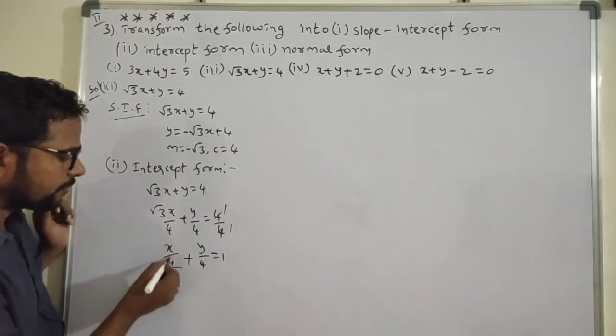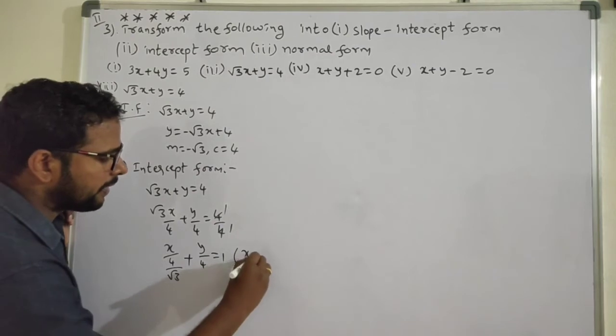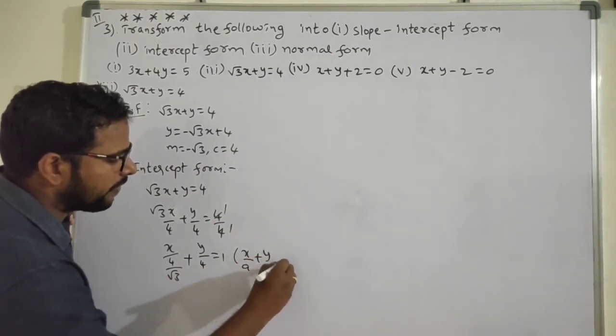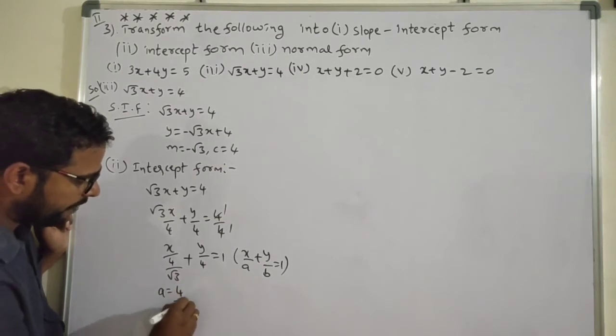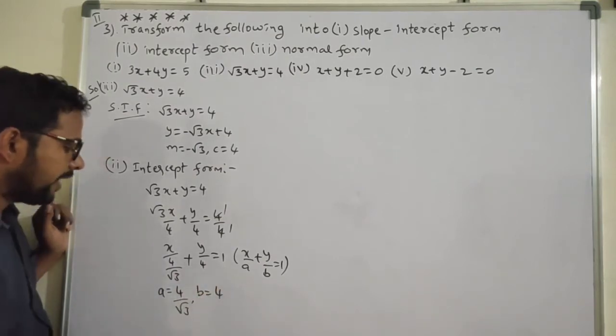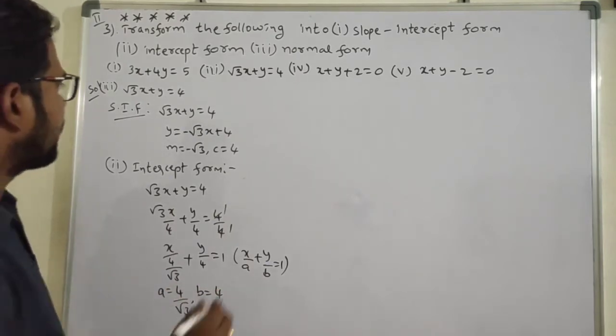It is in the form of x by a plus y by b is equals to 1. What is a value? A is equals to 4 root 3, b is equals to 4. X intercept is 4 by root 3, y intercept is 4. Now normal form.